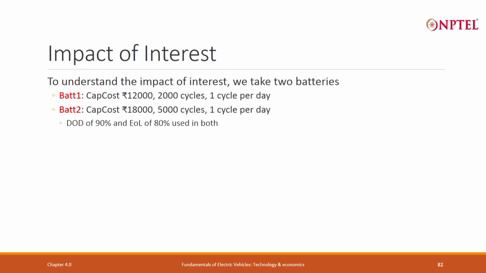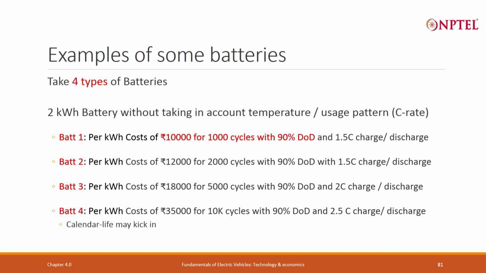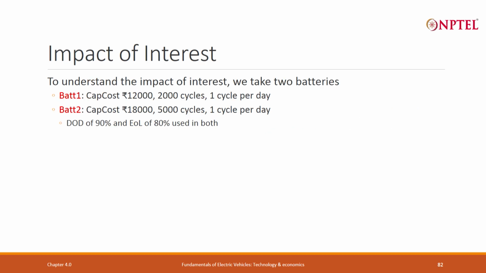Now, we take 2 batteries out of these 4. The first battery is 12,000 rupees, 2,000 cycles, 1 cycle per day. Another is 18,000 rupees, 5,000 cycles, 1 cycle per day. Here I am taking 1 cycle per day.